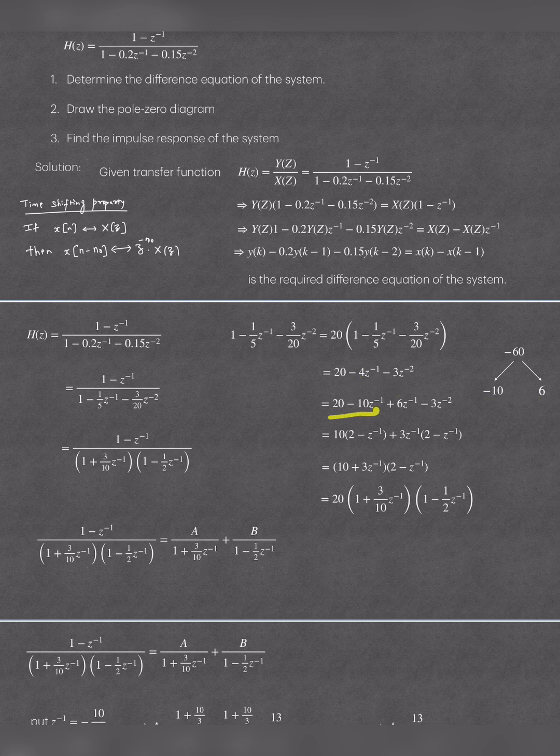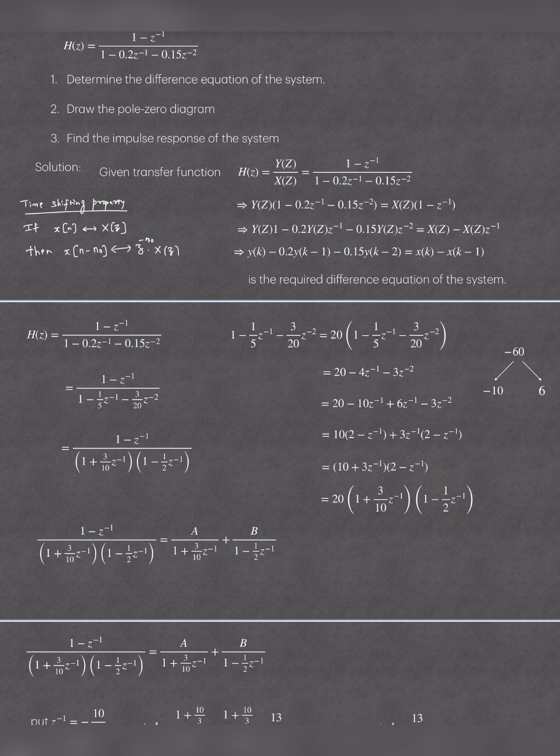Now from these two terms you can take 10 outside, so you will have 2 here and minus z inverse here. From the last two terms you can take 3 z power minus 1, so you have 2 here and minus z power minus 1 here. Again from these two terms you can pull out 2 minus z inverse, so you get 10 plus 3 z inverse into 2 minus z inverse. Now from these two terms, 10 and 2, I'm going to take it out, that will become 20. So in this place you will have 1 plus 3 by 10 z inverse, and in this place you have 1 minus 1 by 2 z inverse.